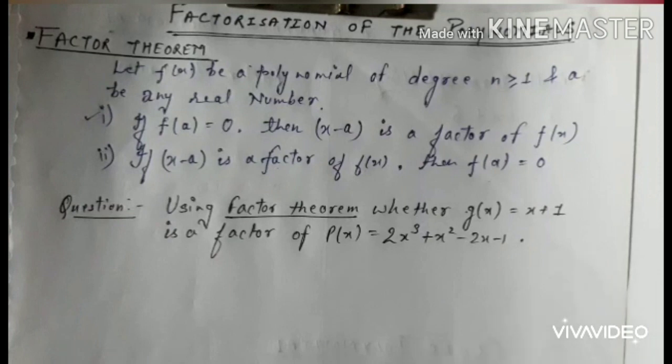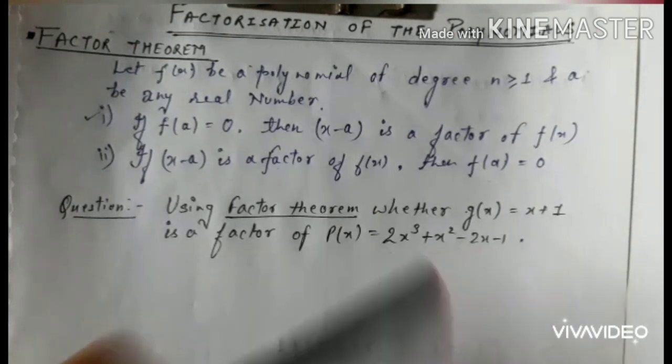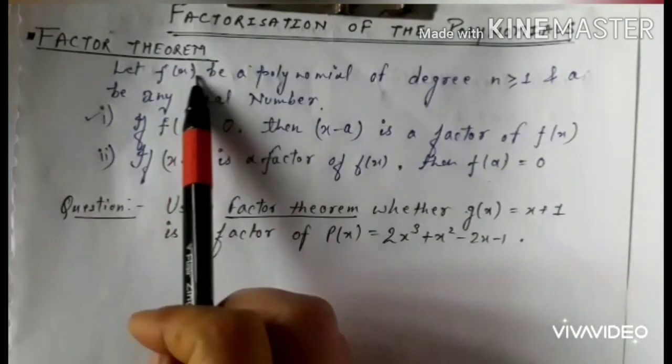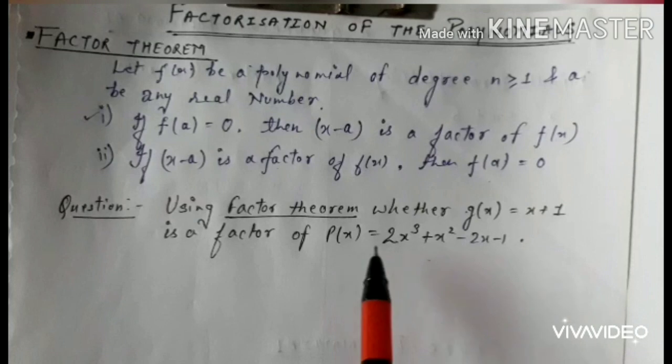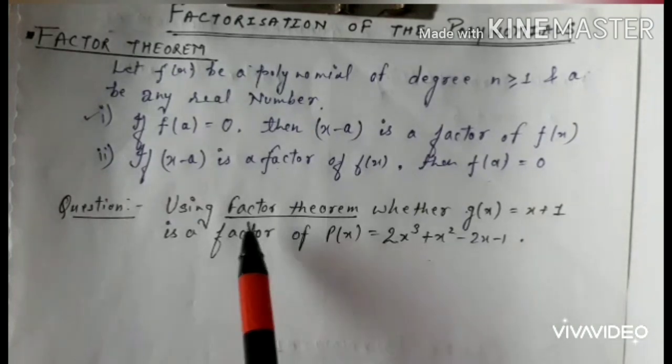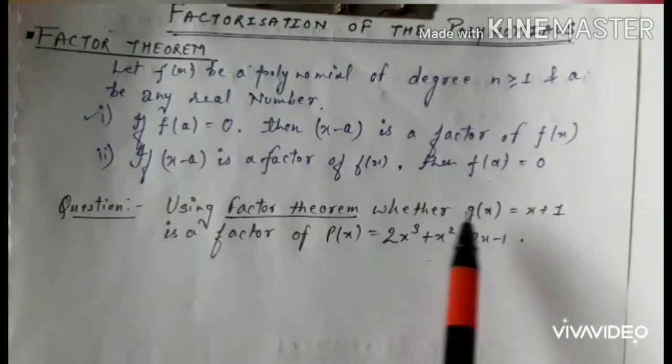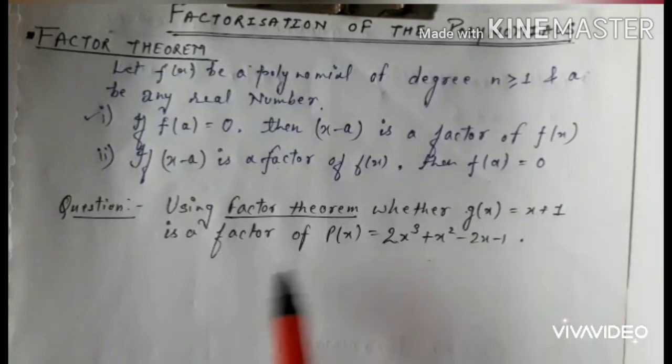Now we are doing this with the help of one question. The question is: using the factor theorem, check whether g(x) equals x plus 1 is a factor of p(x), where the polynomial is given. When we put the real number's value in the polynomial, it should be 0. Using the factor theorem, you have to check whether this is a factor or not.